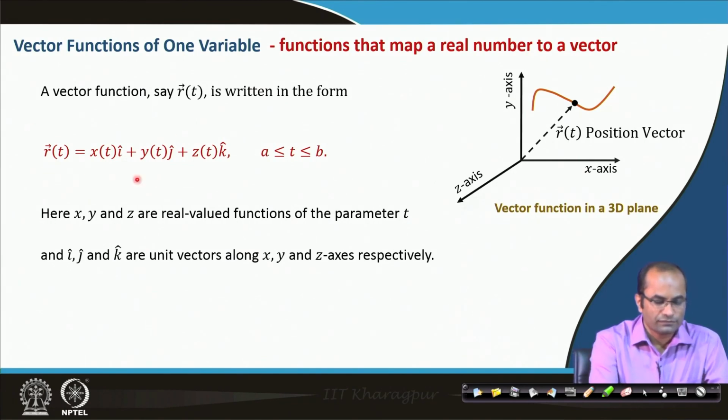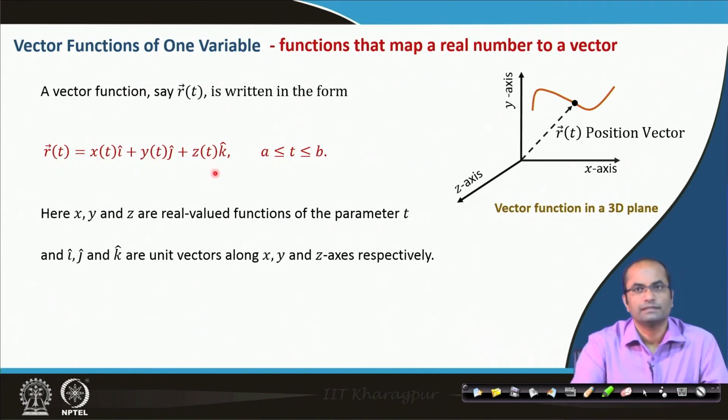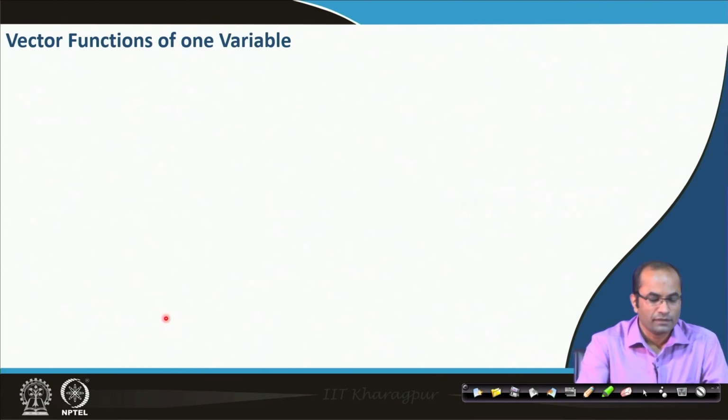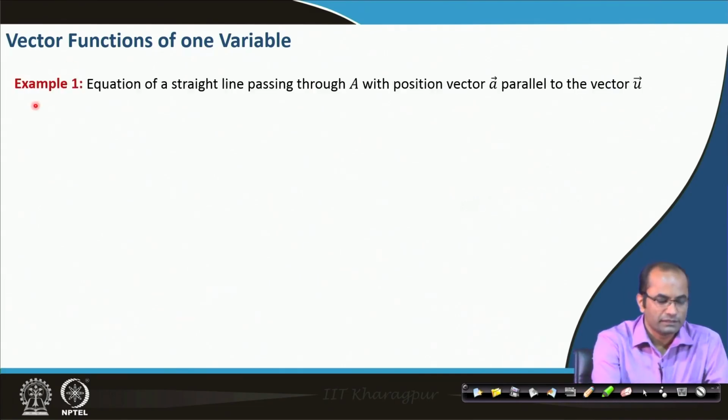So, to define this vector function of a single variable, here the single variable is t. The input is t, which varies from a to b, and the output is a vector whose components are, for instance, x(t), y(t) and z(t). This is the case of 3 dimensions, but in the case of 2 dimensions we can have the vector equal to x(t) as one component and y(t) as the second component. There is no third component in this case. So, this is the situation in the 2D plane. These are examples of vector functions of one variable.